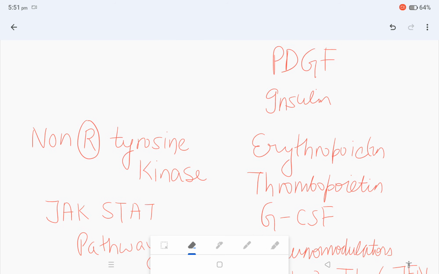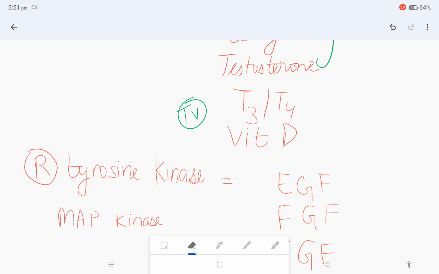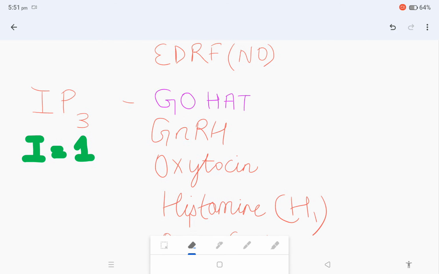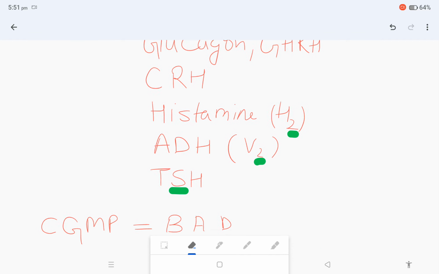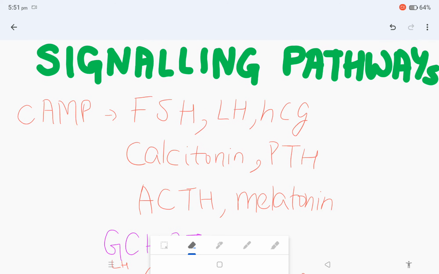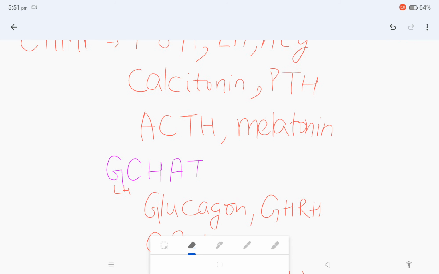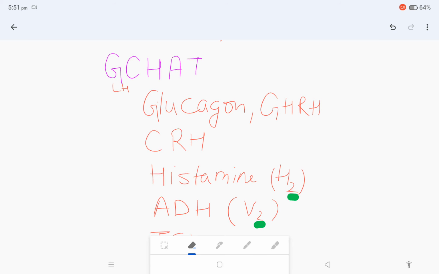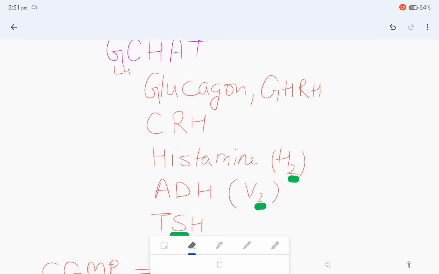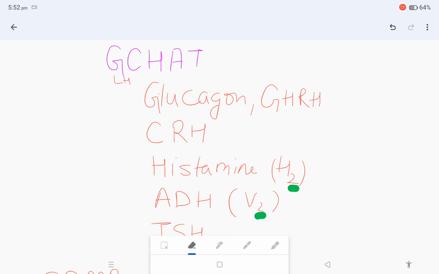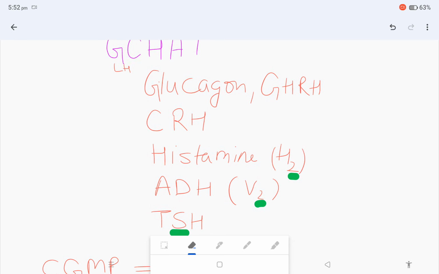So let's revise again quickly all the hormones and their second messengers and receptors. So first we will be starting with the cyclic AMP. We had three groups: FSH, LH, HCG, then calcium hormones, calcitonin, PTH, and ACTH, melatonin. Then we have GC hat: glucagon, growth hormone releasing hormone, corticotrophin releasing hormone, histamine, ADH, and thyrotrophin stimulating hormone. Histamine and ADH and thyroid hormone all are second one.